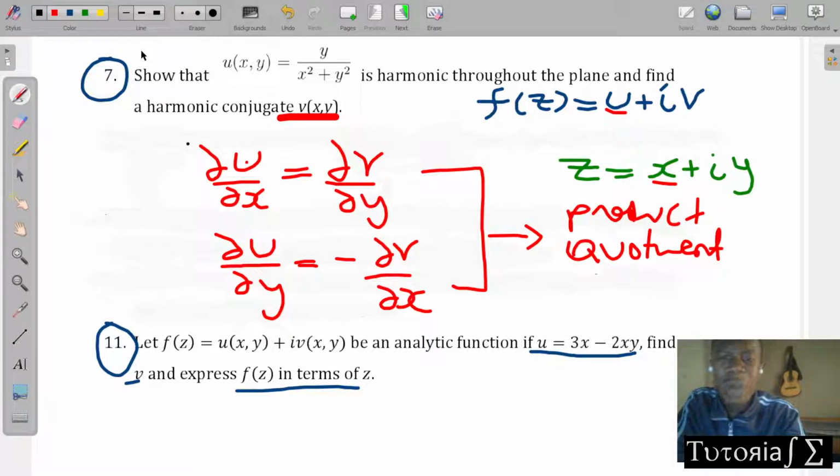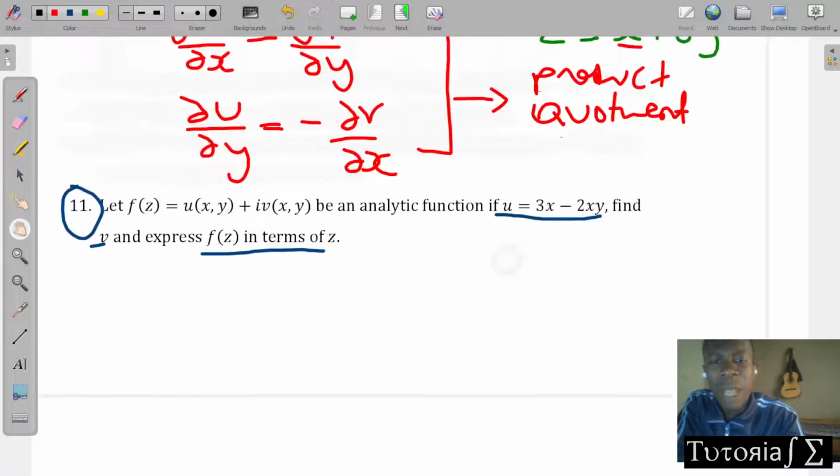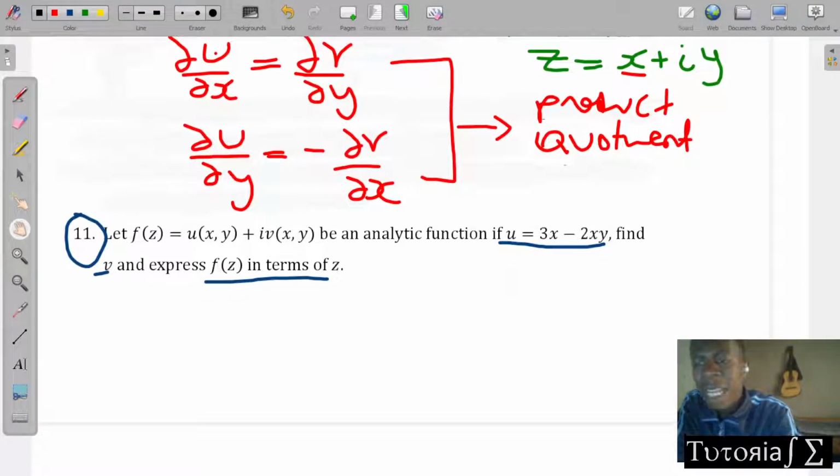So the first situation is where we have quotients or products, so we can use either of the Cauchy-Riemann equations. And the second scenario is where we have a function that is connected by plus or minus and so on and so forth. So whenever we have a situation where a function is connected by a plus or a minus linearly and we're asked to find v or u, you will use this formula. Let's say in this case you're asked to find v.